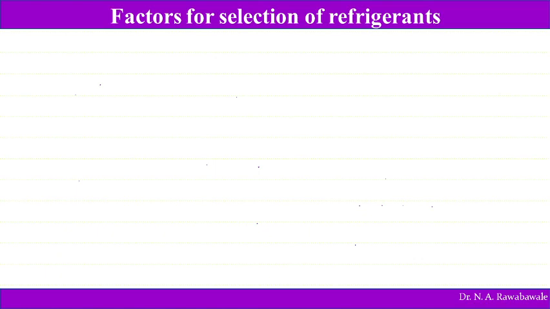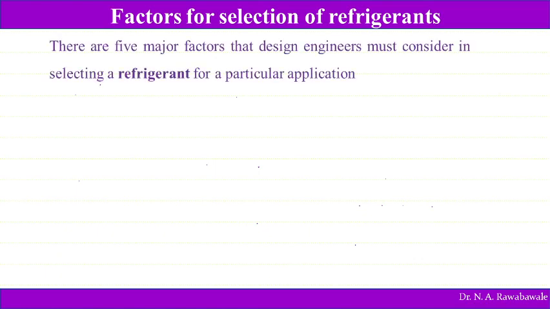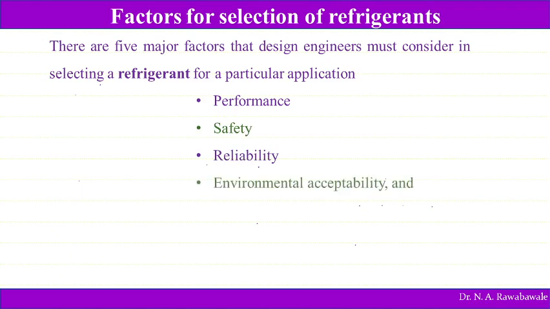Then how are refrigerants selected? Based on certain factors. What are the factors for selection of a refrigerant? There may be many more factors, but out of those, 5 factors are considered for selection, that is performance of the refrigerant, then safety, then reliability, and environmental acceptability, and finally simple economics. So if a refrigerant possesses these good qualities, then we select it.